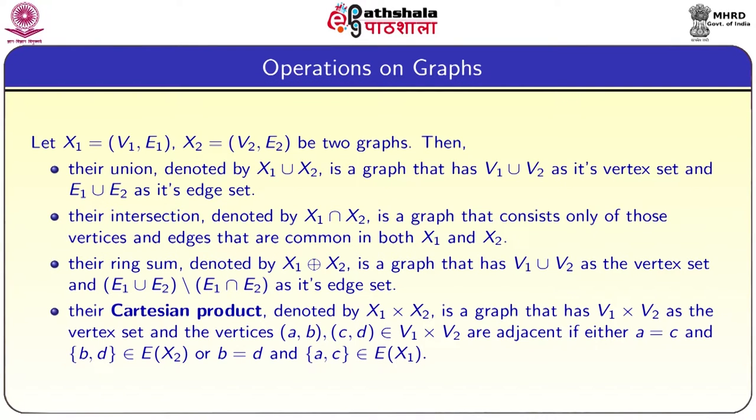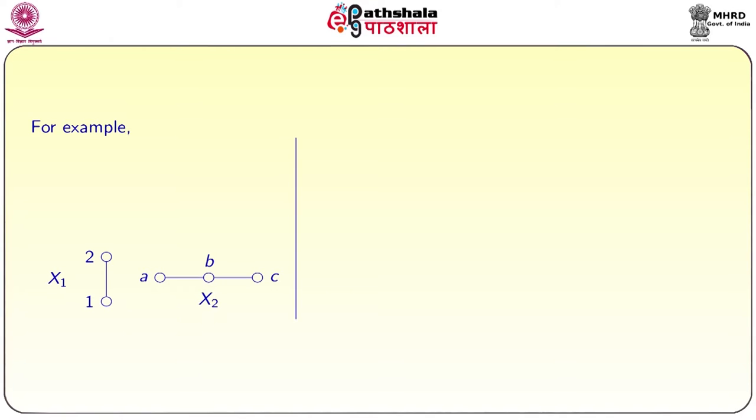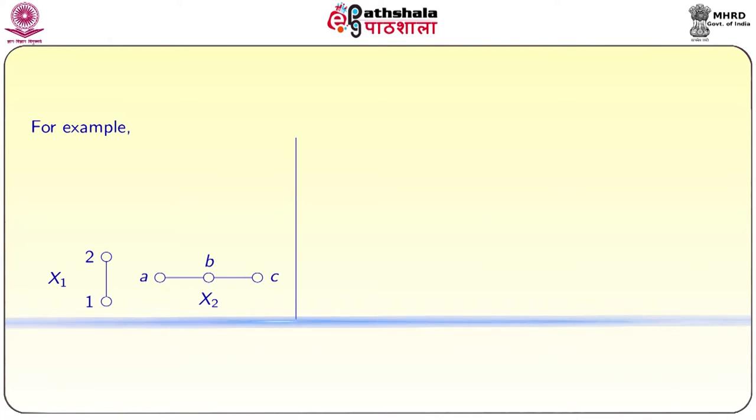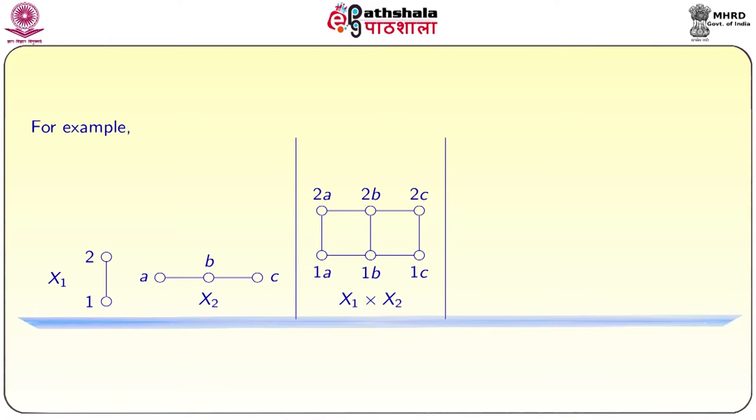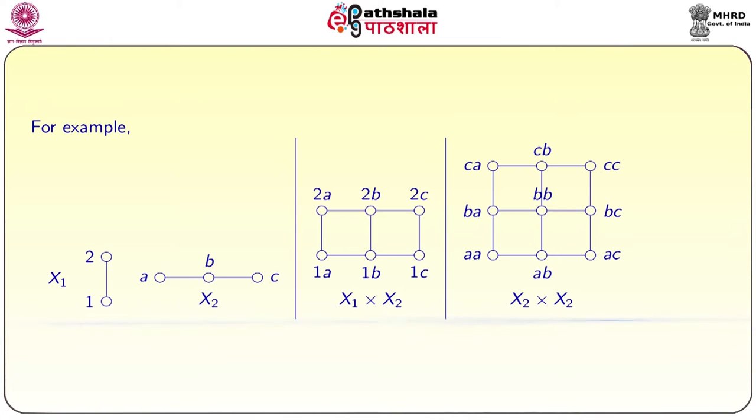And the Cartesian product, denoted X1 cross X2, is a graph that has V1 cross V2 as vertex set, and the vertices (a, b), (c, d) belonging to V1 cross V2 are adjacent if either a equals c and (b, d) is an edge in X2, or b equals d and (a, c) is an edge in X1. So, for example, X1 is K2, the graph with two vertices 1, 2 and an edge between them, and X2 is the path graph P3 with vertices a, b, c. Then X1 cross X2 is a graph like this, and X2 cross X2 is going to be like that.